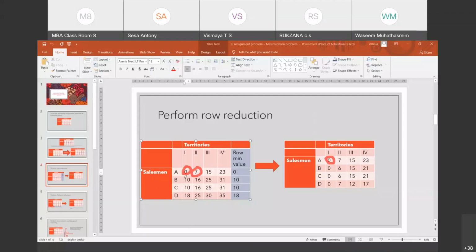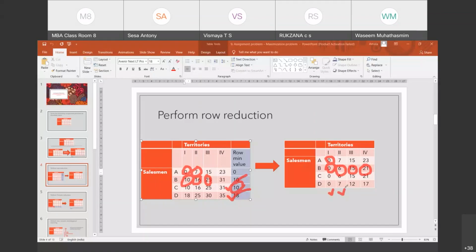Next row, what is the smallest value? 10. So 10 minus 10, we have 0. 16 minus 10, we have 6. Next, 25 minus 10, we have 15. Similarly, 31 minus 10, we have 21. For the next rows also, it is like that itself. Third row, you have to subtract each of the values from 10. Fourth row, you subtract all the values with 18. So you will get 0, 7, 12 and 17.